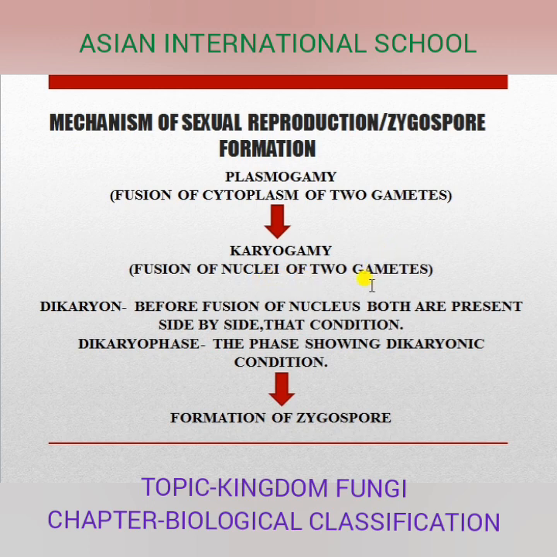the male gamete and the female gamete. That specific fusion of the nuclei of the two individuals is commonly known as karyogamy, because the word karyon means nucleus and gamy means fusion. In the case of karyogamy, we have to keep two words and their meanings in mind. What are those words? The first one is dikaryon, and the second one is dikaryophase. So what does it mean?